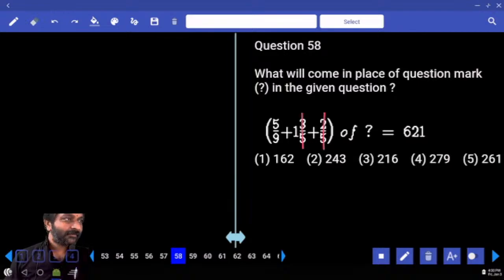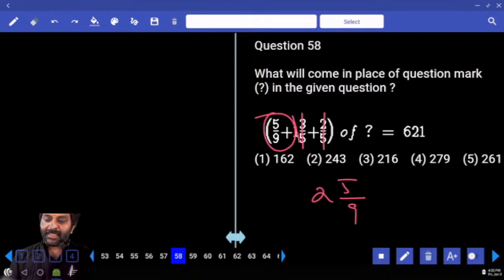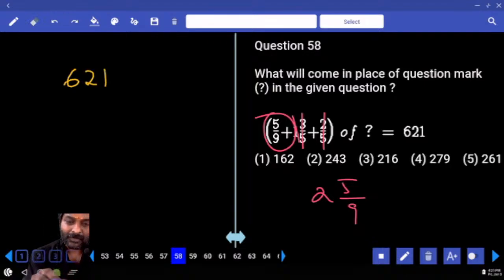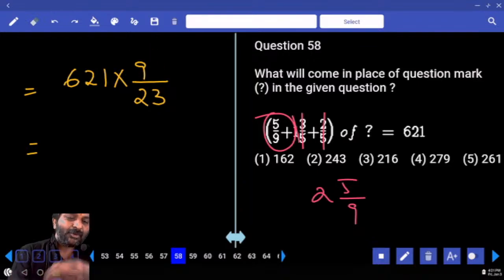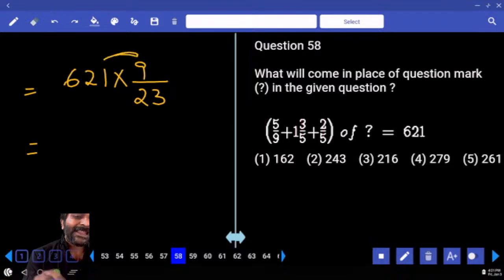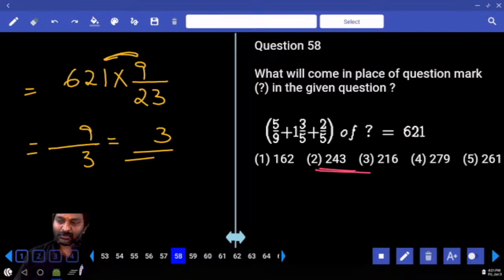3/5, 2/5. 1, 1 plus 1, 2, 5/9, 2, 5/9, 23/9 goes to the other side. 9/23, correct? Answer must be a 9 multiple because in the numerator we have 9. All options seem to be 9 multiples. The numerator ends with, the denominator ends with 3. Into which number ends with 3? Only 3 only. Option 2.